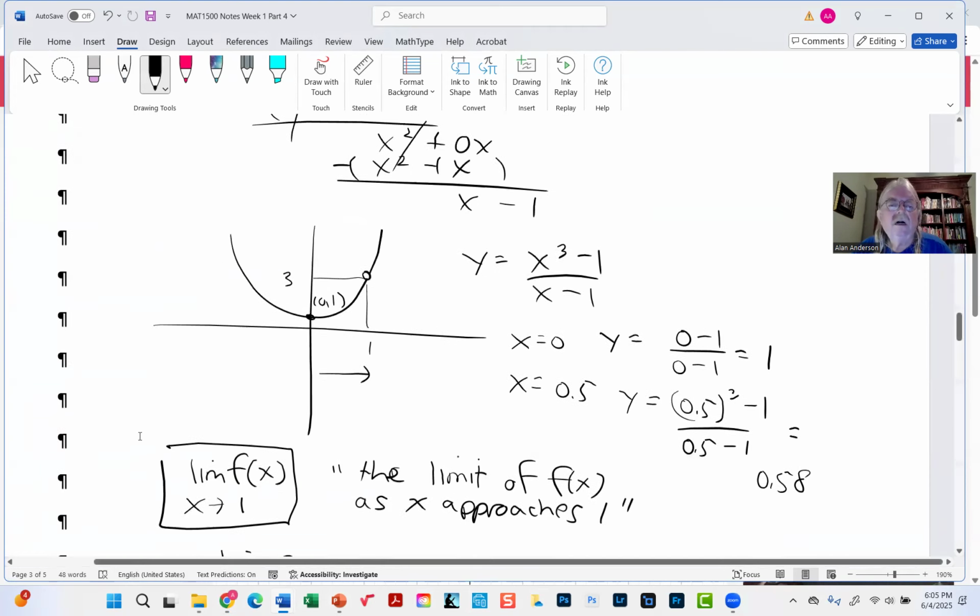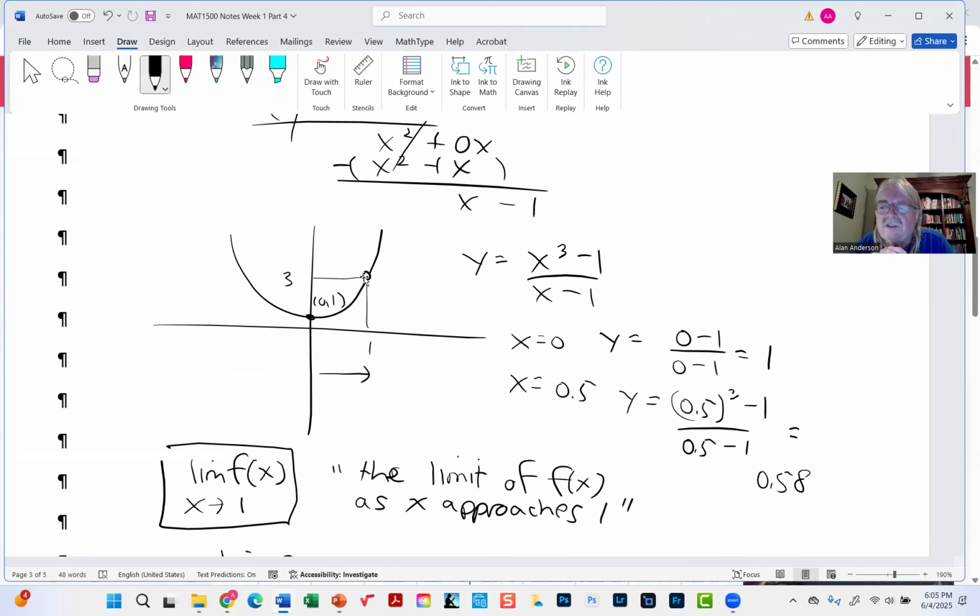So while there's a hole here, the point of the limit is that we're getting infinitesimally close to that point. We're not actually touching it. So we're going to get awfully, awfully close to 3 without ever quite reaching it. And so we call that the limit.